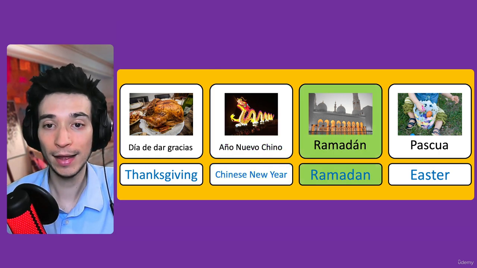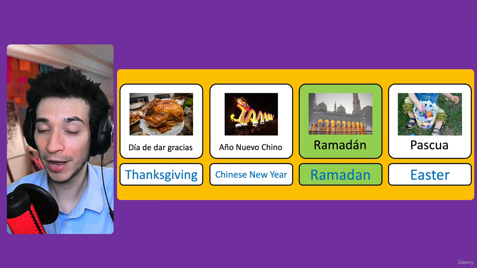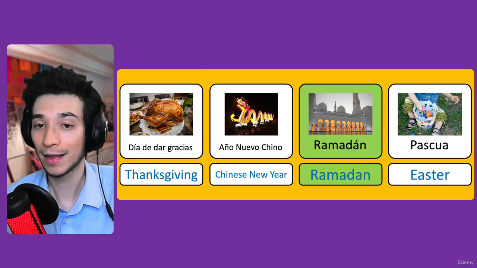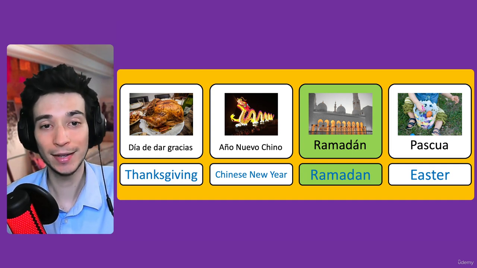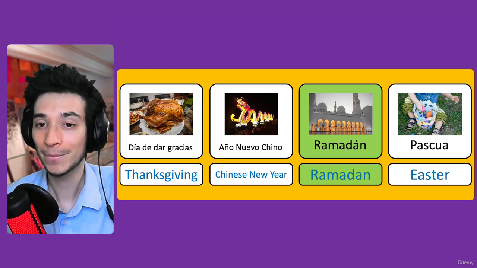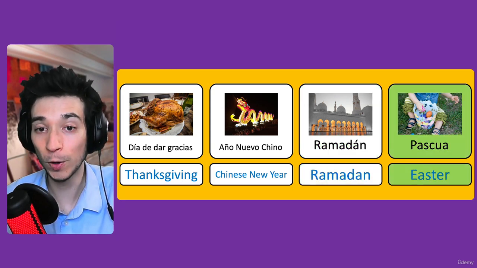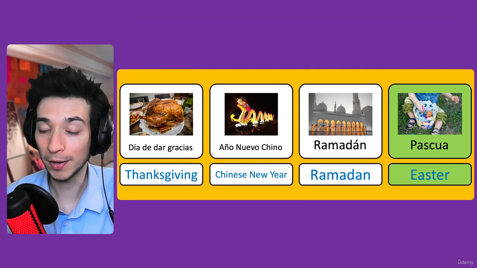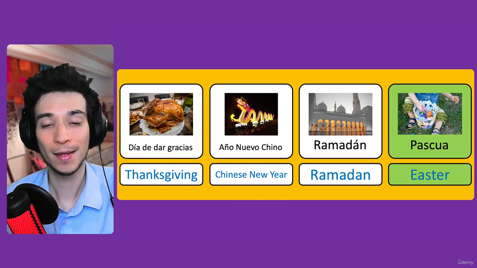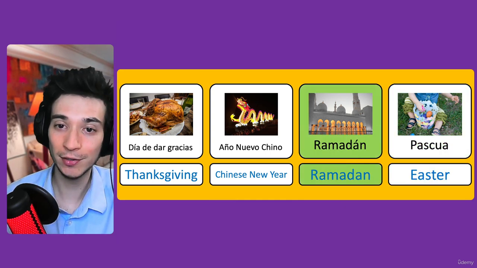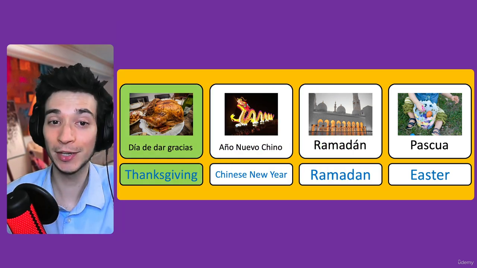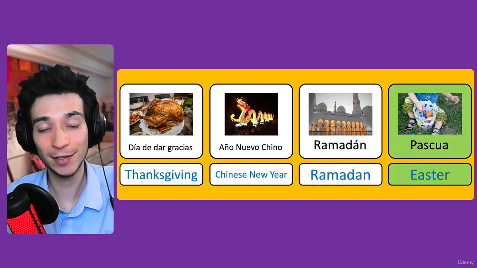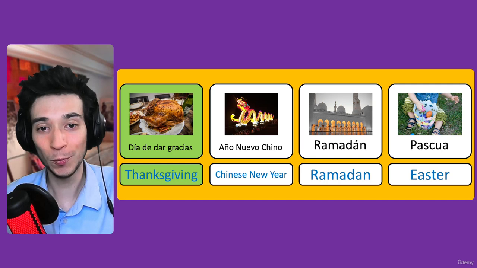Chinese New Year. And another big celebration would be Ramadan, which means Ramadan. Simple, it sounds the same. And the next one is Pascua, which means Easter. So yeah, some of these celebrations are celebrated in some countries, not so much in others. For example, Thanksgiving is American, Chinese New Year for China, Ramadan for Muslim countries, Pascua for Easter.